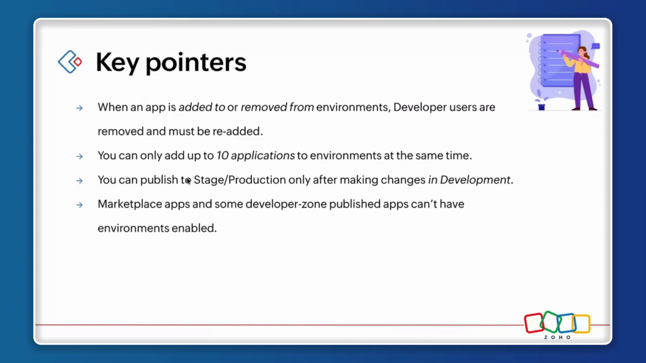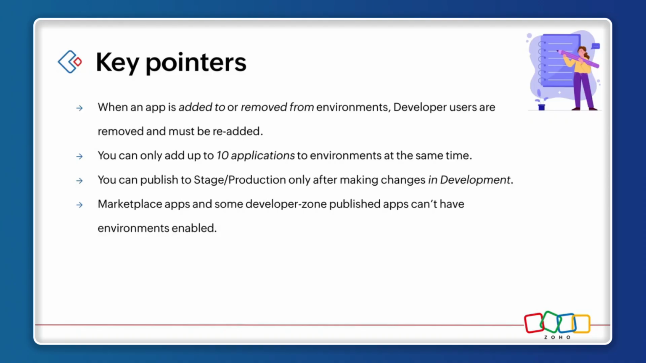Now that we have come to the end of this session, I'd like to quickly highlight few key pointers that you can note down when you are working with the environments. When an app is getting added or when you are removing an application from the environments, developers will be removed whenever you add an app or remove an application. So you will have to once again add the developers if you are adding an app into the environment or removing an app from the environment, right?